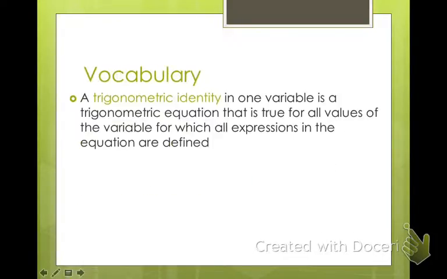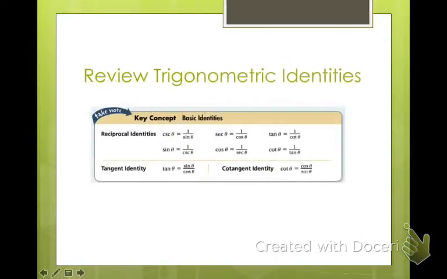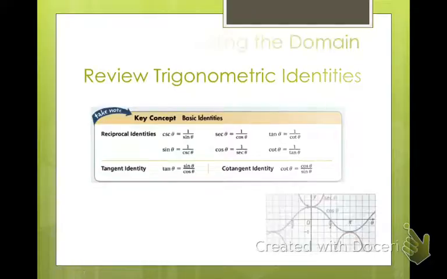So vocabulary: a trigonometric identity in one variable is a trigonometric equation that is true for all values of the variable for which all expressions in the equation are defined. So trigonometric identities are just what we've already learned, like tangent theta equals sine theta over cosine theta. Here are the ones we've already learned: cosecant, sine, tangent, secant, cosine, tangent, cotangent. They're all the same things we've already learned, so nothing new. Make sure you have memorized them. There may be a quiz coming up.